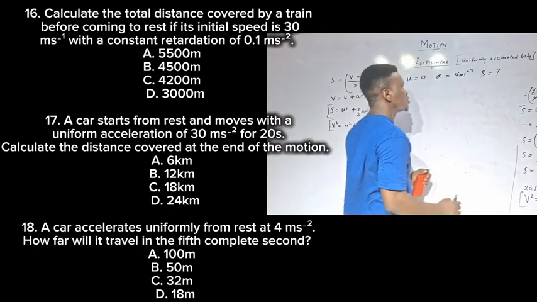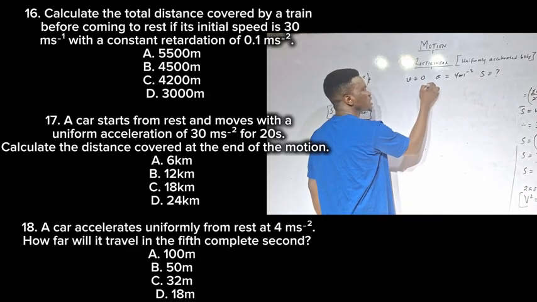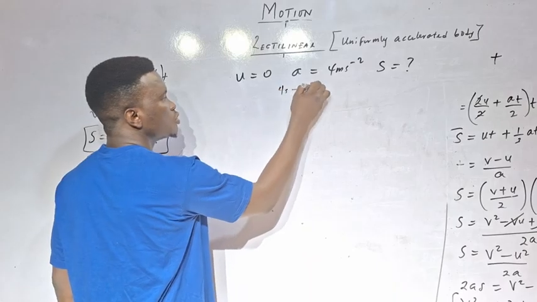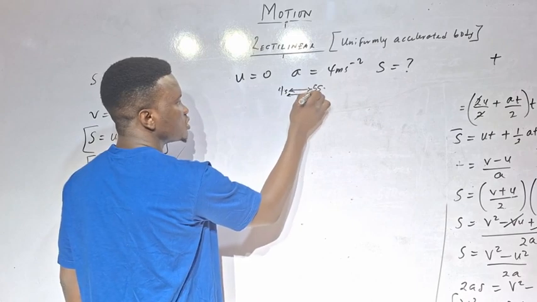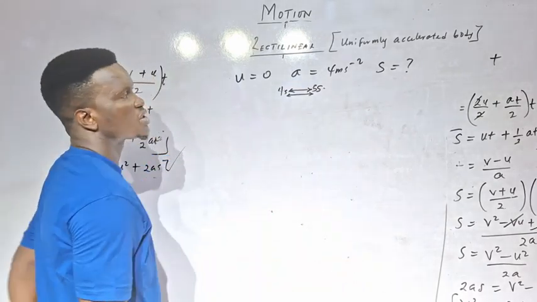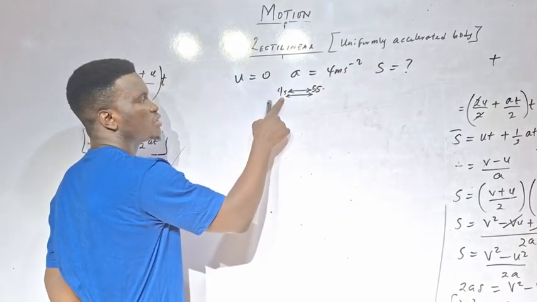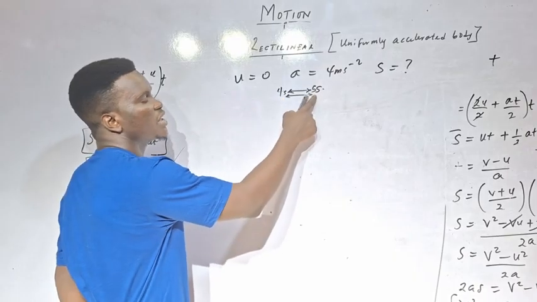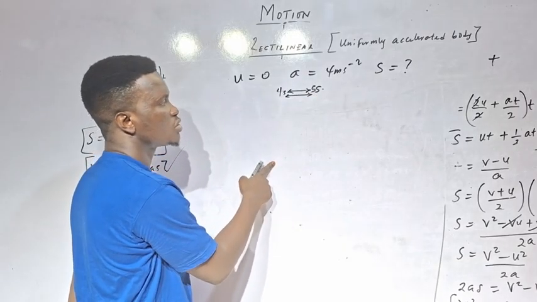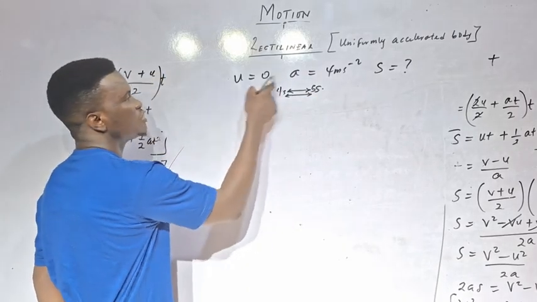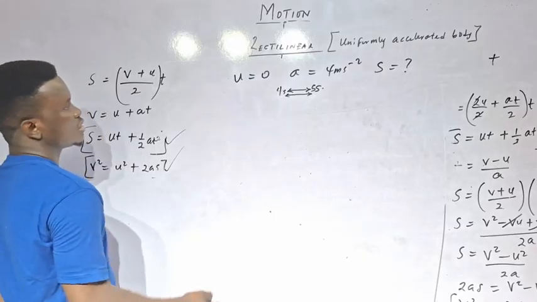So you can do it this way. You are asked that between time 4 seconds and 5 seconds, how far did it travel in the 5th complete second? In order to do that, you will calculate how far it has traveled at 4 seconds, how far it has traveled at 5 seconds, and you subtract. You get your answer. Since you have u, you have a, you have s, the best to use will be this. Yes, we have time too.